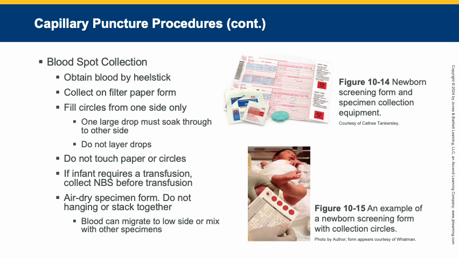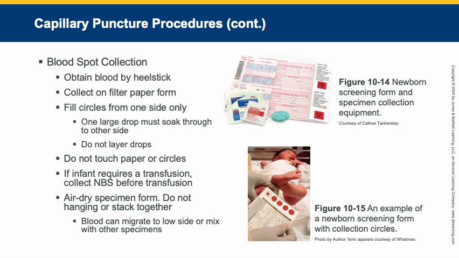Each circle must be completely filled with one large free-flowing drop of blood applied to one side of the filter paper without touching the filter paper to the surface of the heel. The drop should soak through the circle and completely fill the other side. The same process is continued with subsequent circles until all the circles are filled. Unfilled or incompletely filled circles can result in the inability to perform all the required tests.